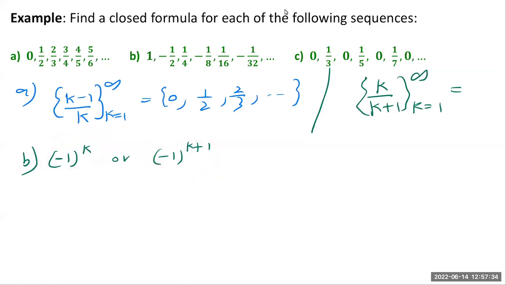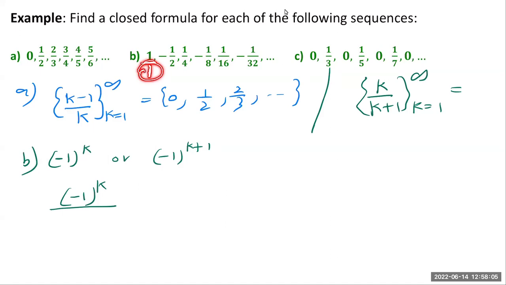For the time being, let me put -1 to the power K in the numerator. And if it is wrong, I will switch that to this term. I'll tell you how to figure that out. And then what about the denominator? What should I have in the denominator? Notice that the denominator is a power of 2. This is 2 to the power 1, this is 2 to the power 2, 2 to the power 3, 2 to the power 4, and so on and so forth. And of course, the first term here is actually 1 over 1. This 1 means 2 to the power 0.